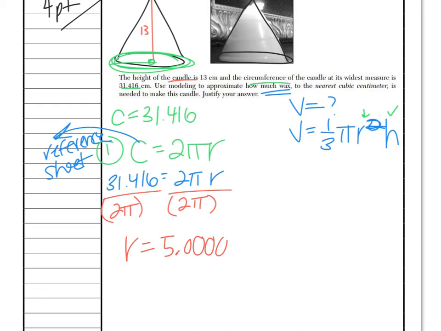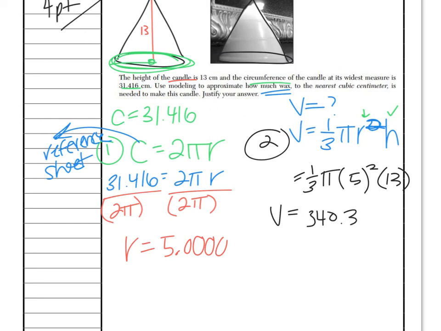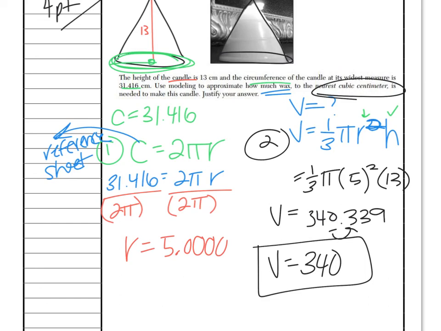So then the second step is to use our volume formula. 1/3 pi, I'm going to just round this to 5 because there's so many zeros, it's not going to make a difference, and then times the height of 13. And when I type that in, the volume is 340.339, and it says rounded to the nearest cubic centimeter, so that's a whole number. Volume equals 340. And again, don't attach units unless they force you to, because as soon as they say the units right here, you're good to go. If you attach the wrong units, you're going to get the answer wrong.